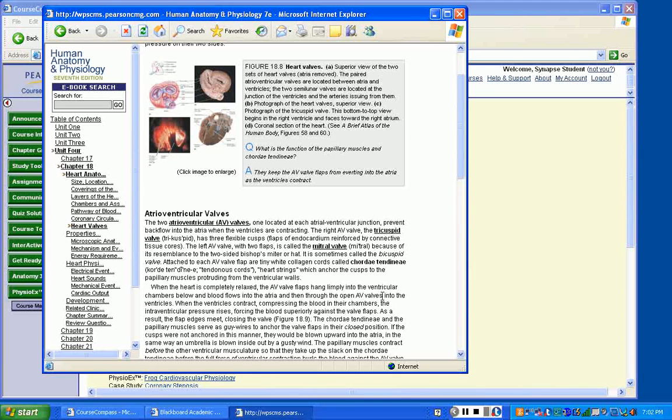What is the job of a valve? Good, to prevent backflow. To allow flow to be only one direction. By the way, in case you haven't read it, this chapter is pretty good. A lot of it's really well written.